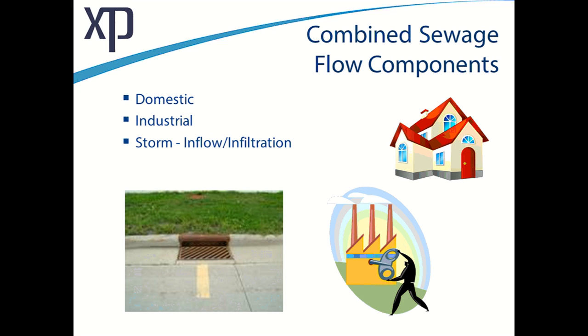So what are the components? Well, we have basically 3 flow components. We have domestic sewage, we have industrial flow, and we have storm flow and inflow and infiltration. And you can see the examples here: the home, the industry, and finally the inlet.